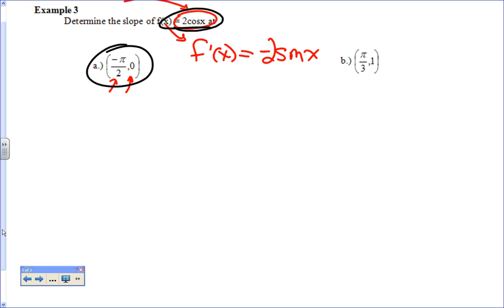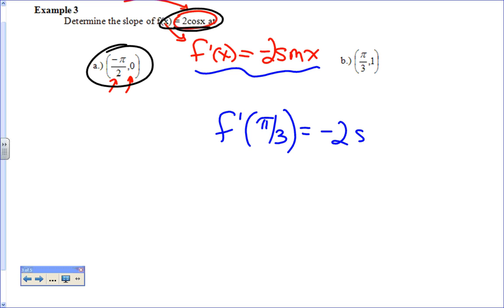All right. Do I have to redo the generator? No, I'm still using this generator. I'm just putting in a different point. So now it's f prime of pi over 3 equals, so here's a negative 2, just tags along, sine of x. Again, this generator is only asking for x, so that's all I will substitute in. It's not asking for y.